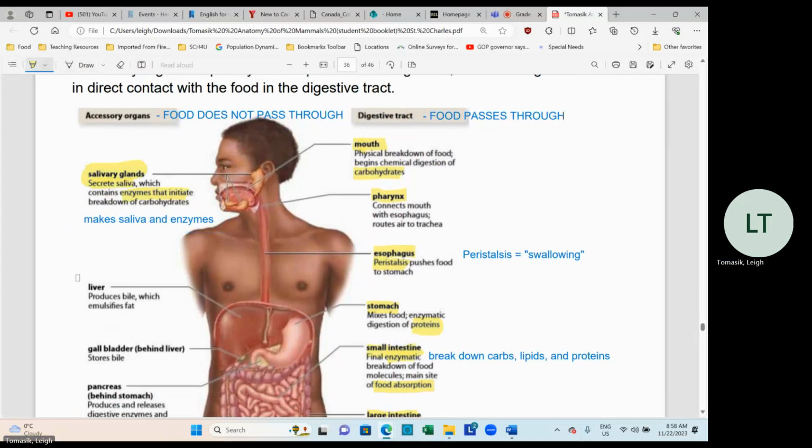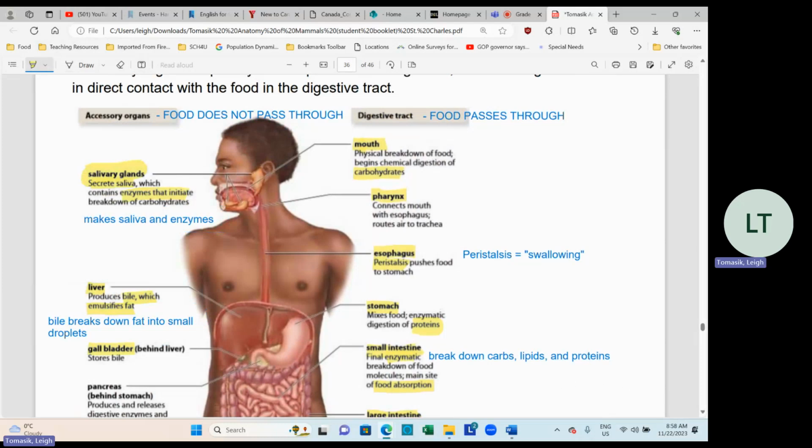Then you have lower in your digestive system your liver. Your liver produces bile. Bile is a chemical which emulsifies fat. Basically, bile breaks down fat into small droplets. Okay, so again, it's basically secreting a chemical that helps in digestion. Then you have your gallbladder. Your gallbladder stores the bile until you eat something fatty. It's a little teeny tiny pouch.